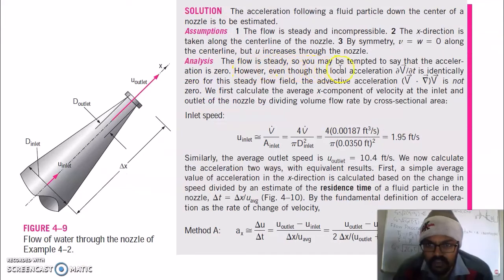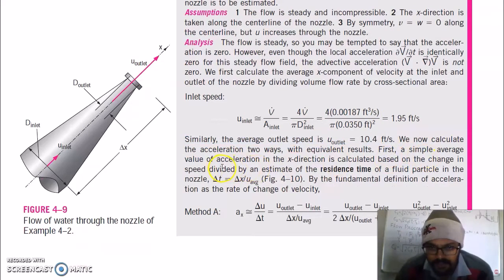The flow is steady, so you may be tempted to say that the acceleration is zero. However, even though the local acceleration del V by del t is identically zero for this steady flow field, the x-direction acceleration is not zero. We first calculate the average x component of velocity at the inlet and outlet of the nozzle by dividing volume flow rate by cross-section area. So U inlet is equal to volume flow rate by area inlet, which is 1.9 feet per second. Similarly, the average outlet speed U outlet is 10.4 feet per second.